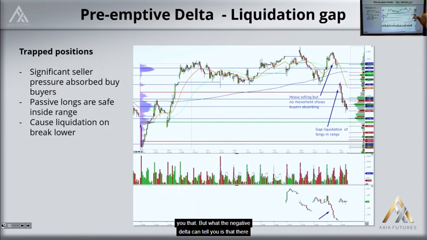But what the negative delta can tell you is that there are people positioned long up here, and there are also people who were happy to sell up there and may well still want to sell. They're running out of opportunity to sell. And the break of that range is now where they're going to get forced to come in that little bit faster. And that's what gives you that gap liquidation type movement.